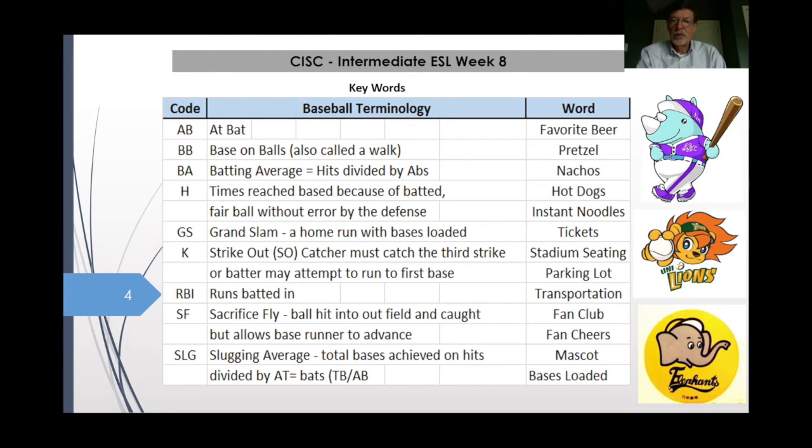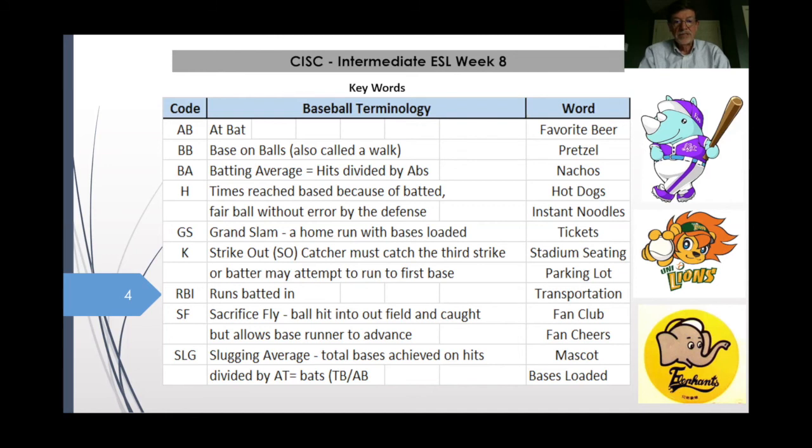RBI, runs batted in. A player can actually get thrown out, but if there aren't already 3 outs, he can hit the ball, a runner gets in, and they make a point.